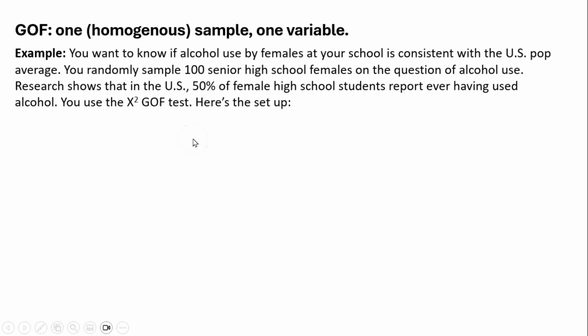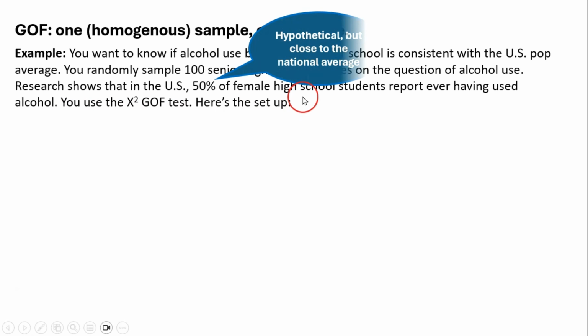Let's look at an example for that. You want to know if alcohol use by females at your school is consistent with the U.S. population average. You randomly sample 100 senior high school females on the question of alcohol use. Research shows that in the United States, 50% of female high school students report ever having used alcohol. So given the setup here, you're going to use the goodness of fit test. And by the way, I just threw in the 50%, and that's hypothetical, but by coincidence, it just happens to be close to the national average.